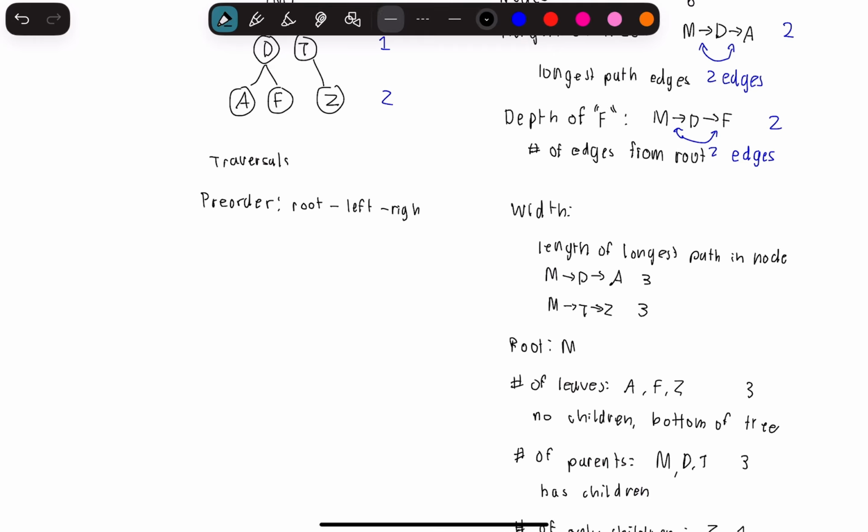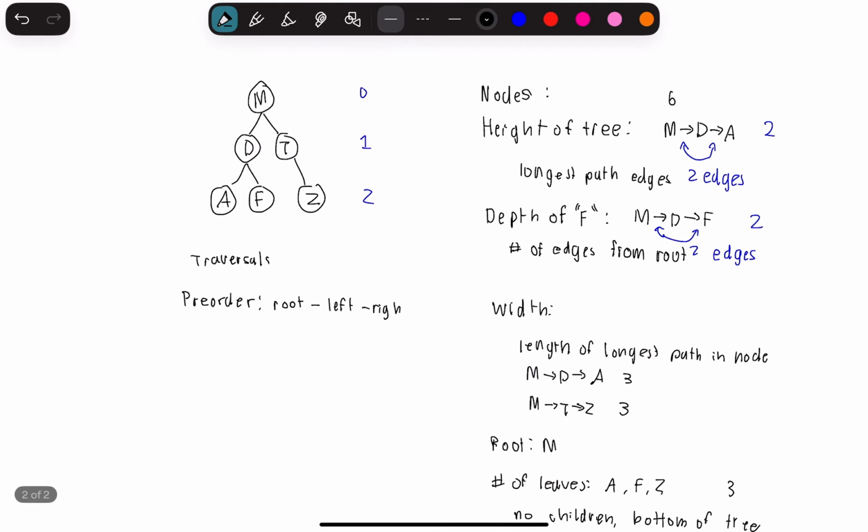So, doing this, we start off with M as our root, then we go to D, and then we go A, F. We can actually map this out. So we start off with M, then we go to D, then we go to A, because we finished this left subtree, and then after we go to A, we go to F. And then after we go to F, we go to T, then we go to Z. So then this is going to be M, D, A, F, T, Z.